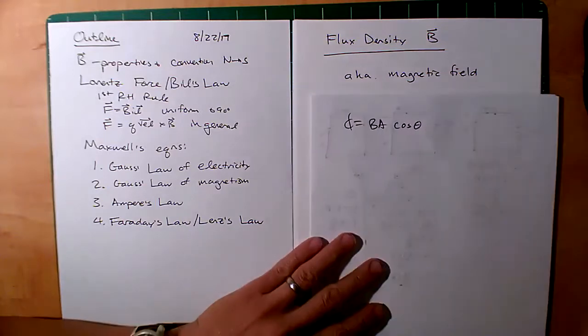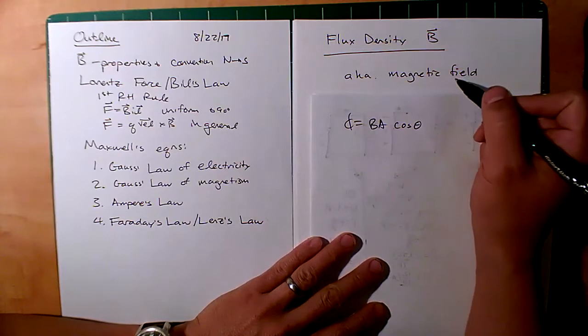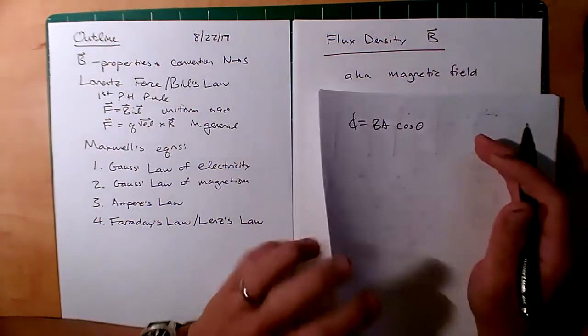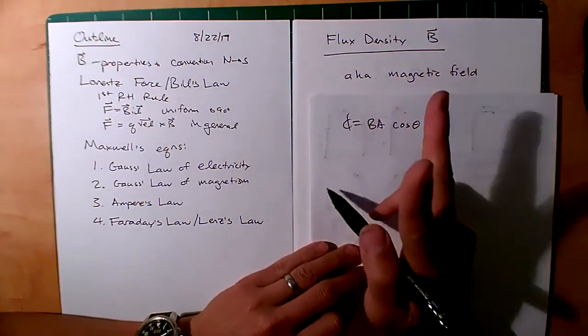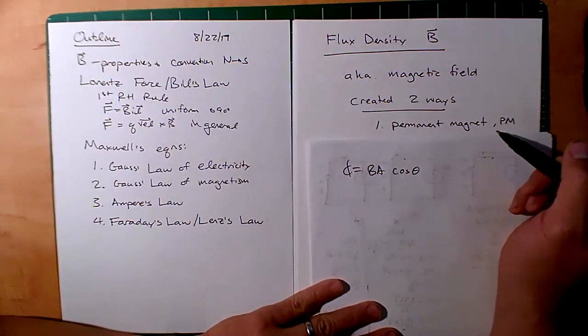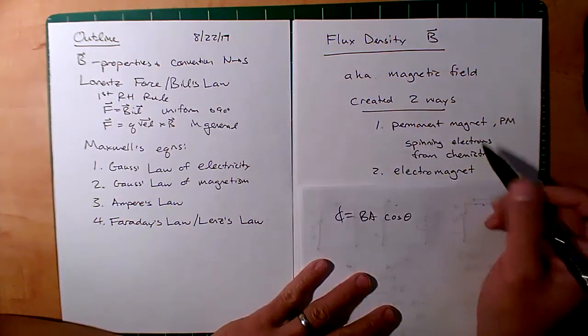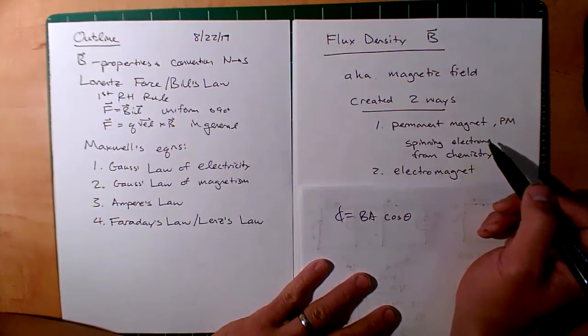So flux density, like we said before, B, units of Tesla, also known as the magnetic field. You have field lines, you've seen this before, and they're created in 2 ways. The 2 ways are either a permanent magnet, like your standard fridge magnet, neodymium magnet, or an electromagnet, right?